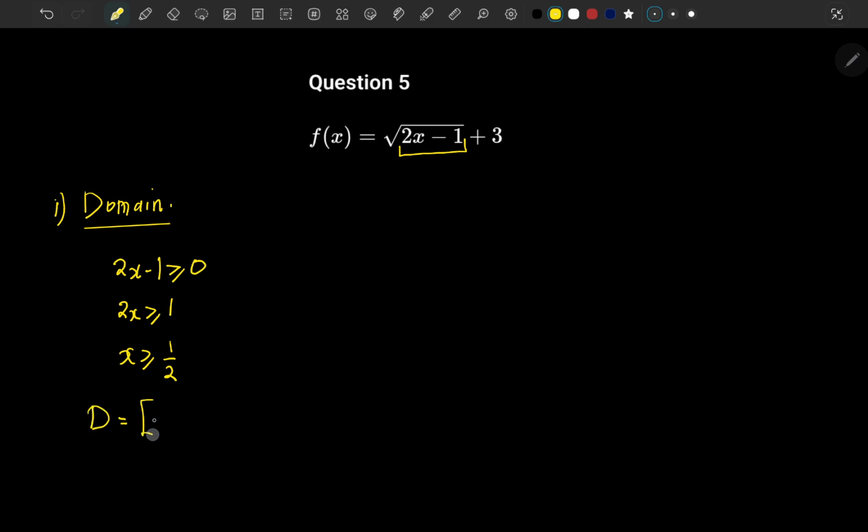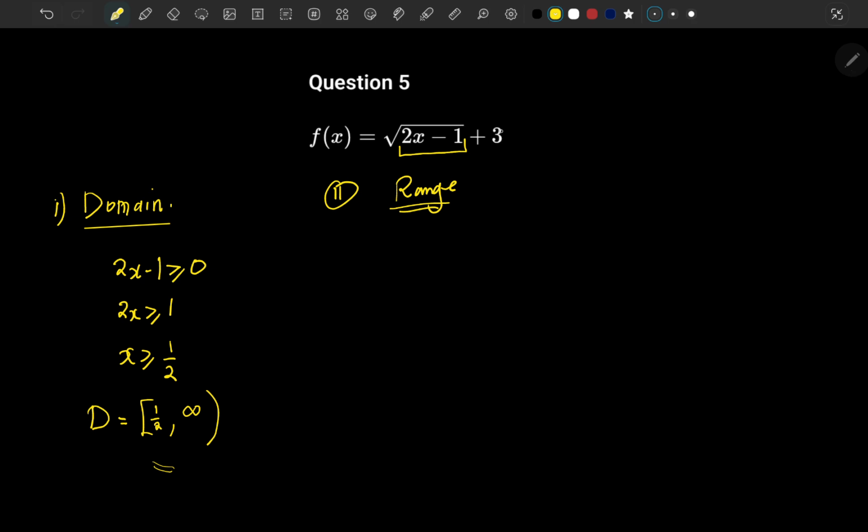So the domain starts from 1 over 2 because the number is included. There's an equal sign down there, all the way to positive infinity. That is how our domain is. Now, if we want to find the range for this particular function, all we have to do is talk about the smallest number that you can get to put here so that you get the smallest answer.